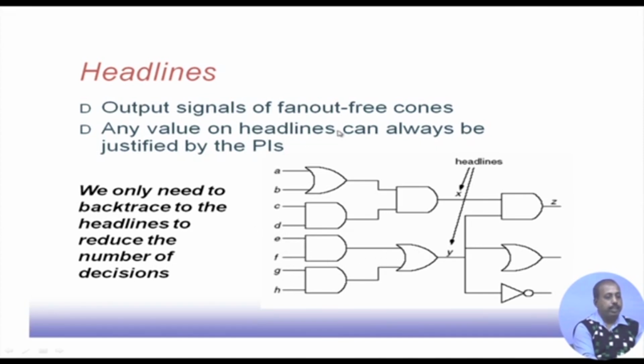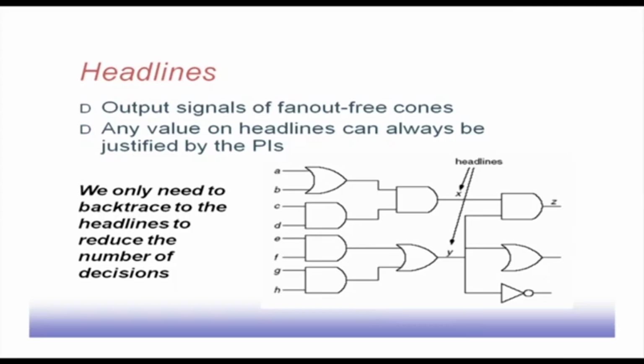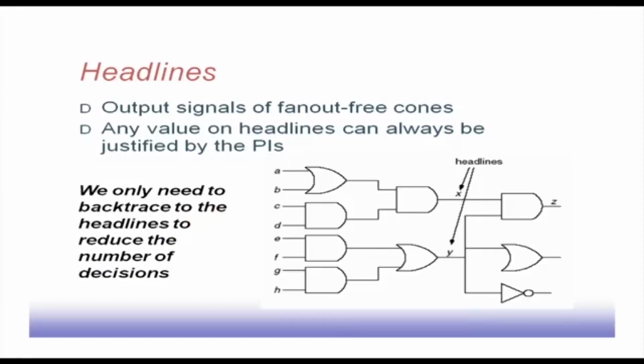Any value on headlines can always be justified by the primary inputs, since it is a combinational logic. So, it must be justifiable, otherwise non-justification can occur only if the circuit is not designed properly. But assuming that when we are going to the testing phase, the circuit is well designed, naturally we can always find some primary input combination which will make the headline point true or false as per our requirement.